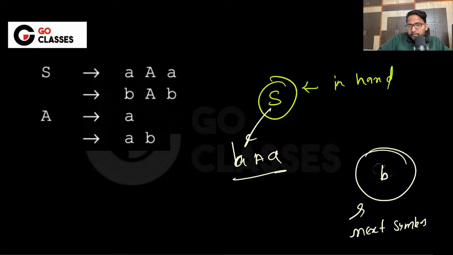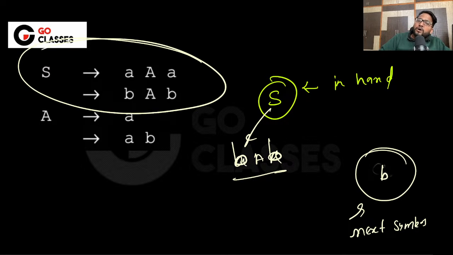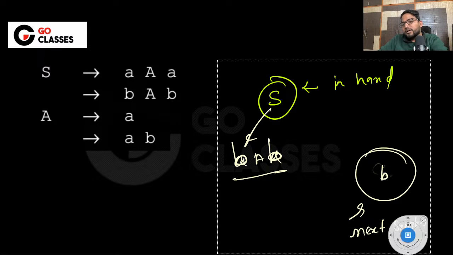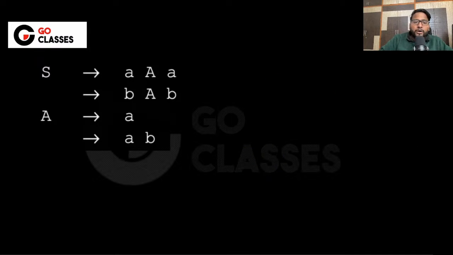Then BAB will be used, right? So as far as S is concerned, only one symbol is enough to tell whether it is used or not, isn't it? So see, as far as S is concerned, only one symbol is enough. But let's see, what about A?